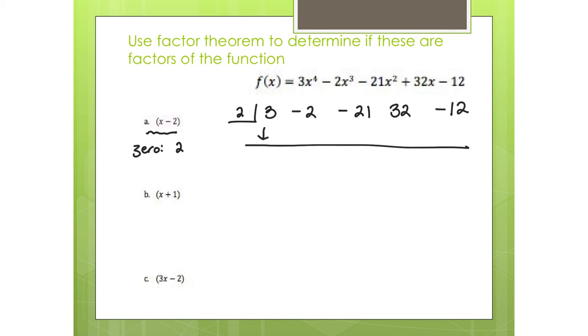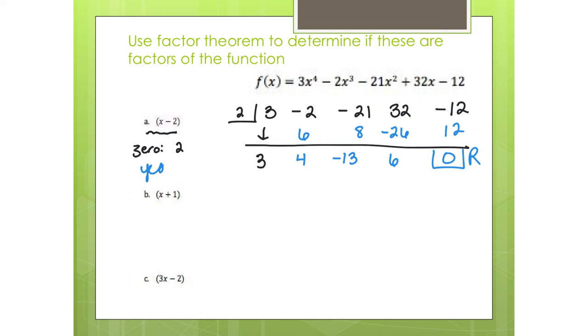Again, we always drop down that first term. And now let's go ahead and multiply. It moves to the next open spot, and we add. We multiply. We add. We multiply. We add. We multiply. We add. Since the remainder is 0, x minus 2 is a factor of the function.